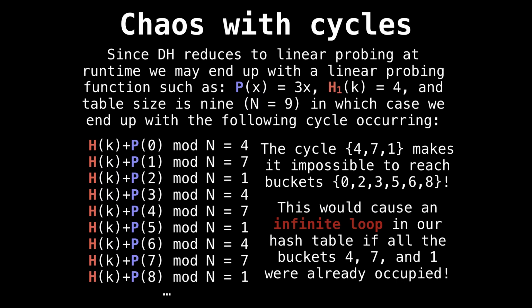So the cycle produces values of 4, 7, and 1, which makes it impossible to reach any of the buckets 0, 2, 3, 5, 6, and 8. So if 4, 7, and 1 are already occupied, that means we're stuck in an infinite loop inside our hash table and we're not able to insert our key value pair because we're not able to go anywhere else. So this is an issue we have to deal with.